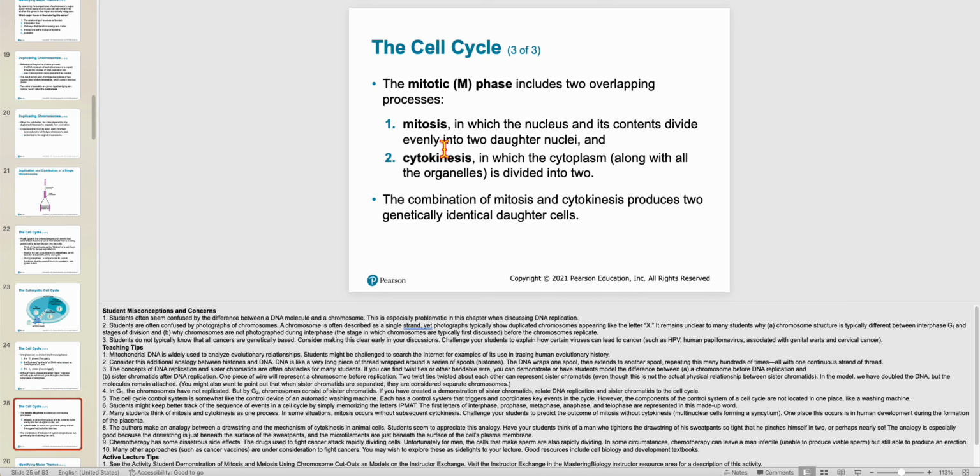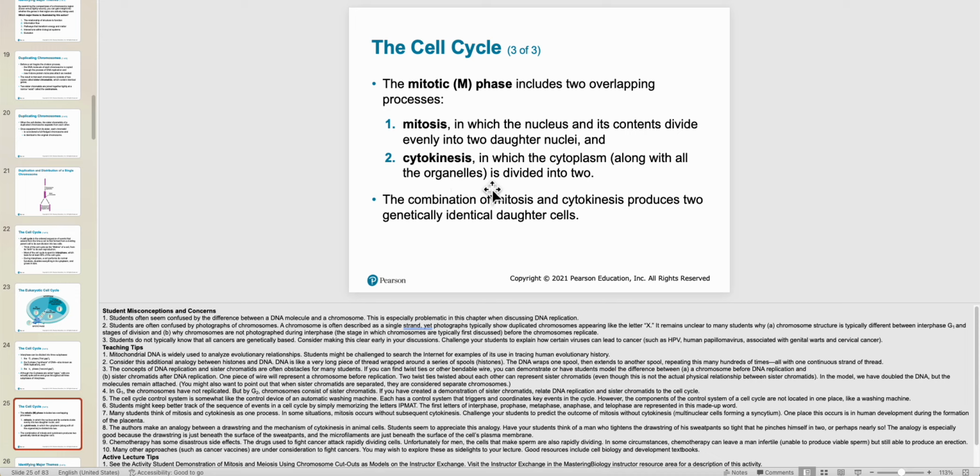So here we are with mitosis. This is where the cell will physically separate. We're going to actually make that distinction here. This is going to be mitosis, where its contents divide evenly into two daughter nuclei. Now, the next word is very, very important for the purpose of the test, and that is cytokinesis. Notice the author says it is divided into two. Well, that's because what's divided? The cytoplasm and all the organelles that go in the cell.